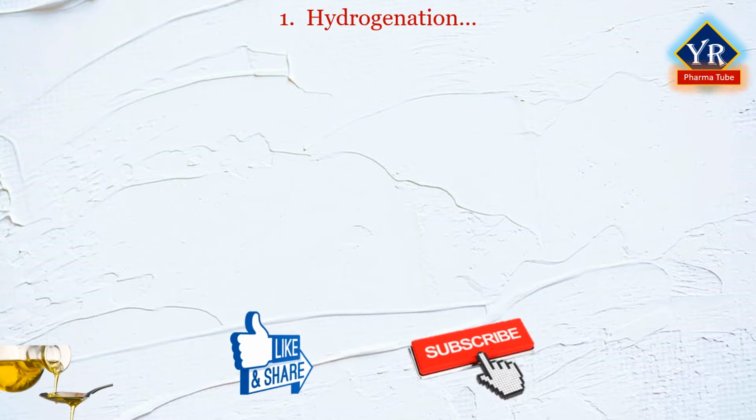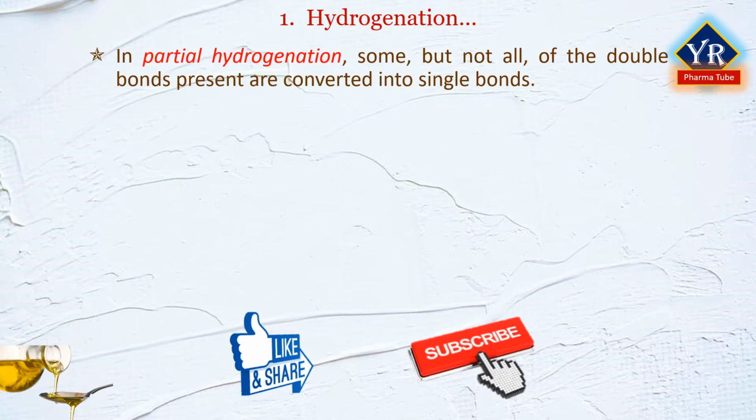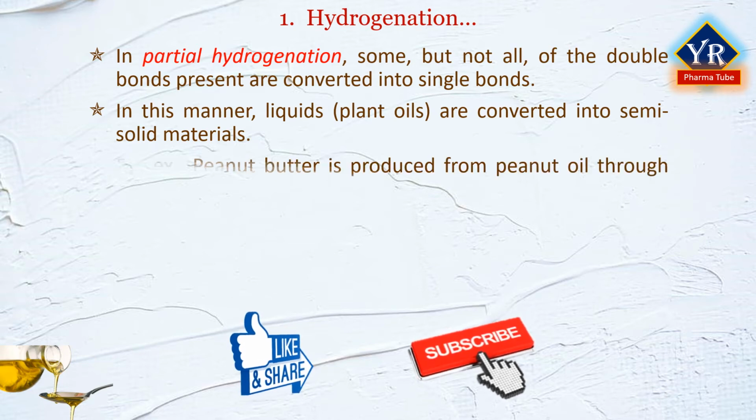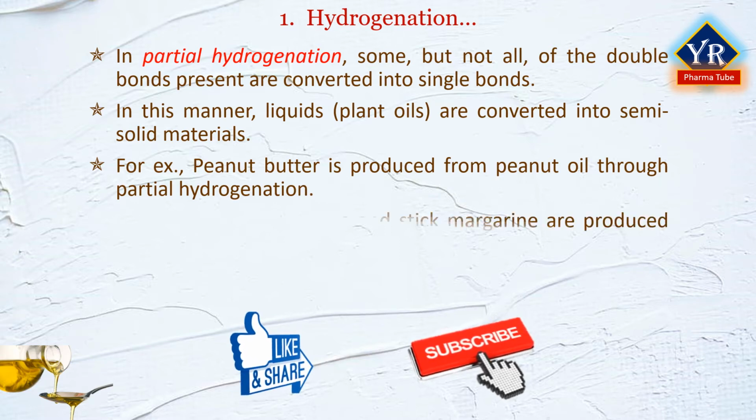Many food products are produced via partial hydrogenation. In partial hydrogenation, only some but not all of the double bonds present are converted into single bonds. In this manner, liquids, usually plant oils, are converted into semi-solid materials. For example, peanut butter is produced from peanut oil through partial hydrogenation.